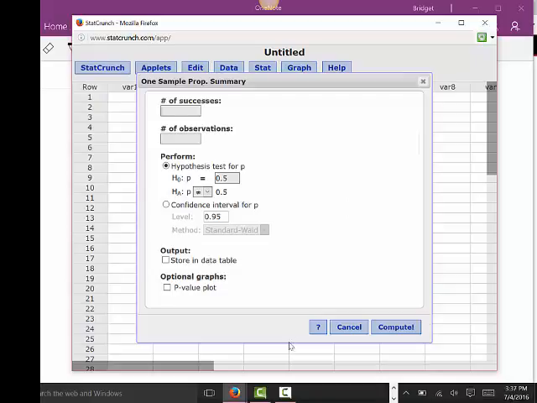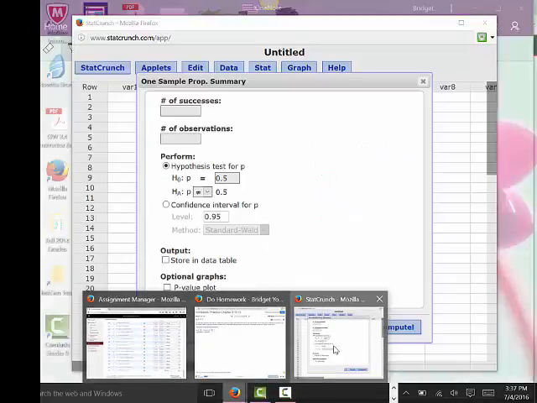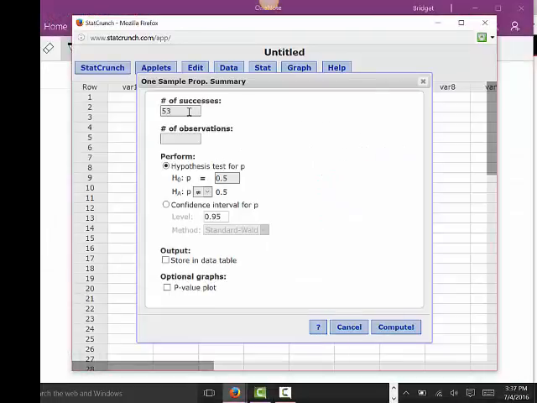In our case, that would be the 538, oh, look at me, I forgot the number already. The 538 is the number of people that would be considered a success in this case, so I'm going to put 538 there. And then the number of observations is our sample size, 1,034.